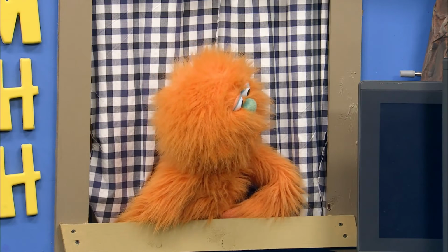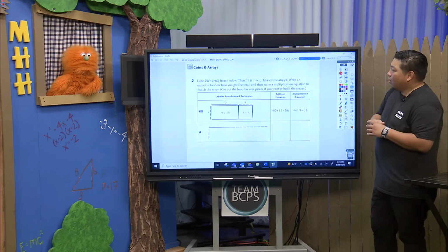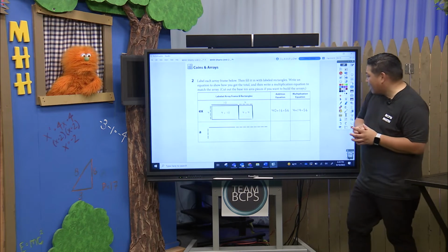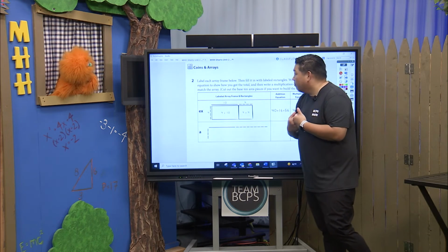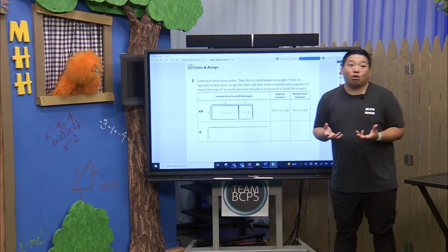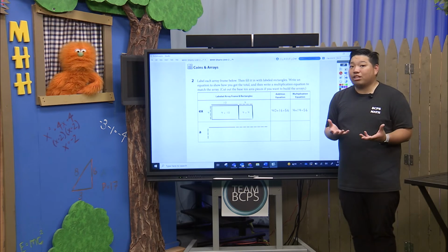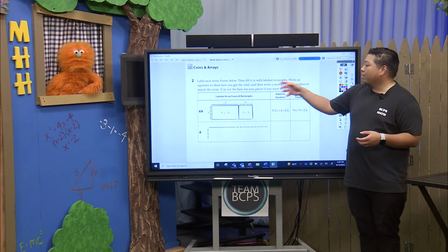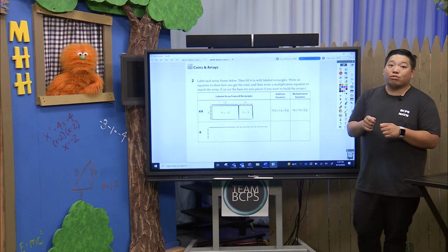All right, let's see what we have next. Oh, looks like we have some arrays here, kind of like we worked on last week. But let's read the directions. Label each array frame below, then fill it in with labeled rectangles. Write an equation to show how you got the total, and then write a multiplication equation to match the array. All right, so it says cut out base 10 area pieces if you want to build the arrays. So those of you at home or at school, talk to your teachers about having the base 10 pieces that you can maybe borrow or use at home.